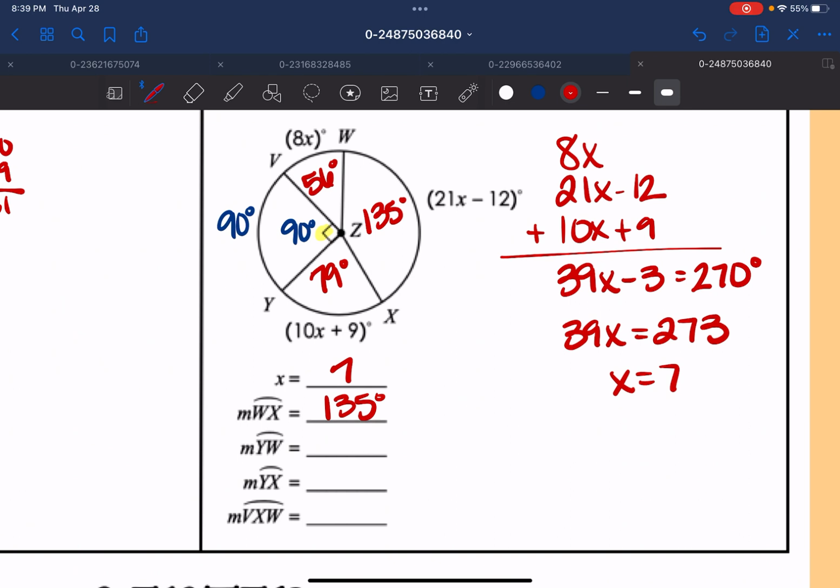The next one is another minor arc, so the shortest distance possible between W and Y. So the shortest distance there would be those two. So we would have to add the 90 and the 56. And that would give us 146 degrees. We have another minor arc because 2 letters, so the shortest distance between Y and X, that's an easy one to see right there. We know that that's going to be 79 degrees.